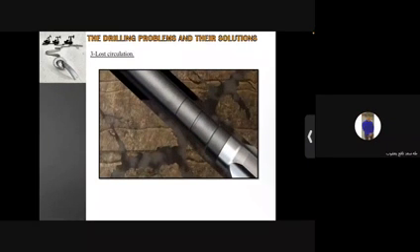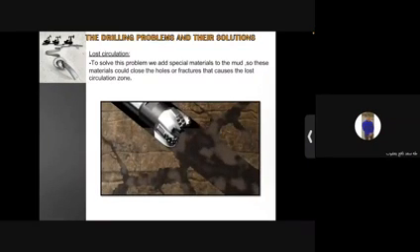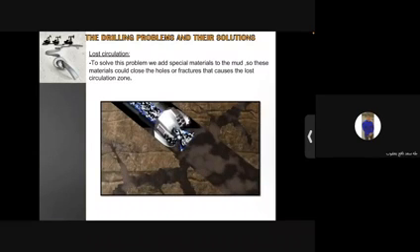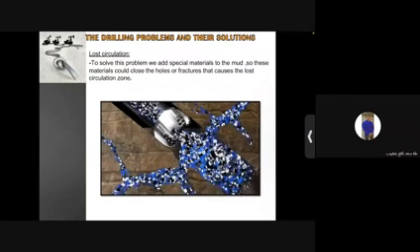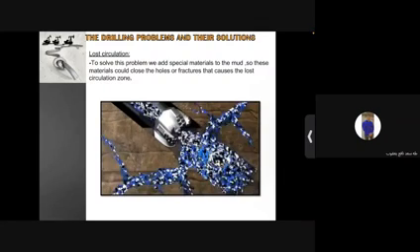To solve this problem, special materials can be added to the mud. So these materials could close the hole or fracture that causes the lost circulation zone, as shown in this animation.